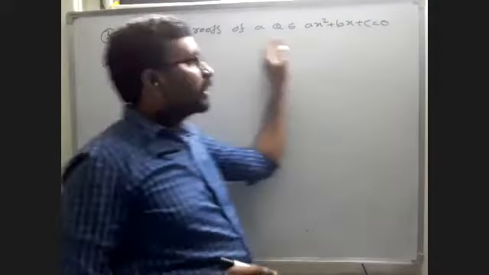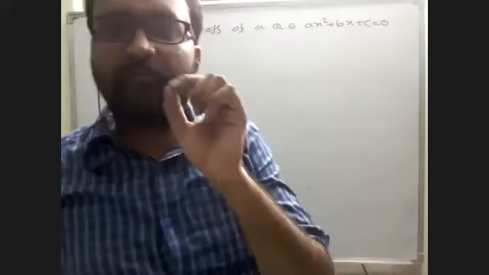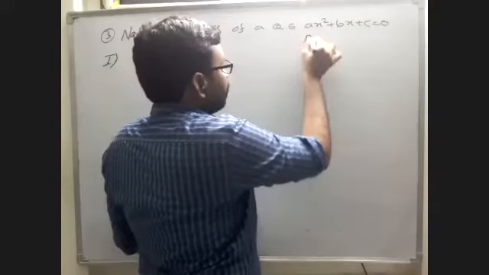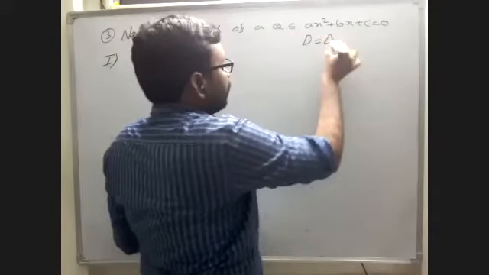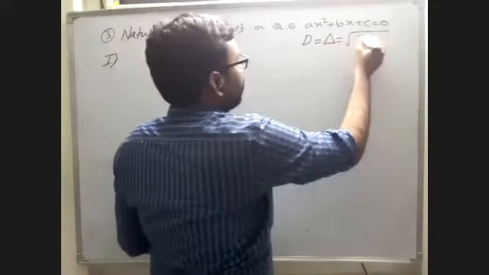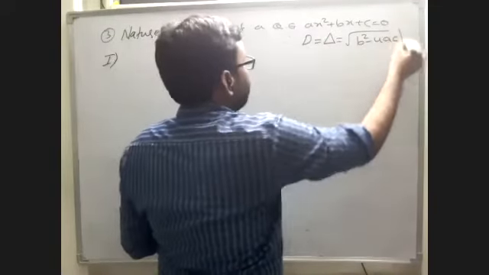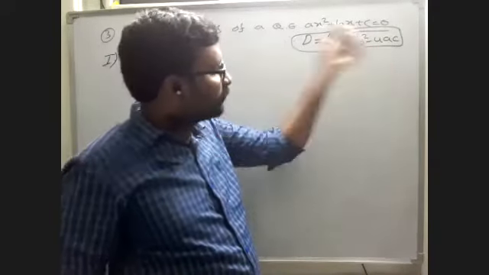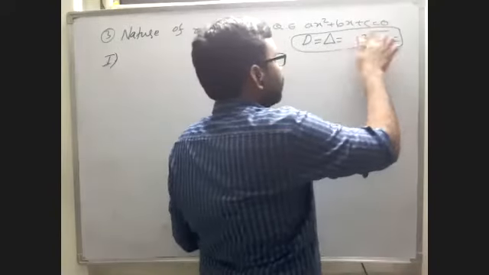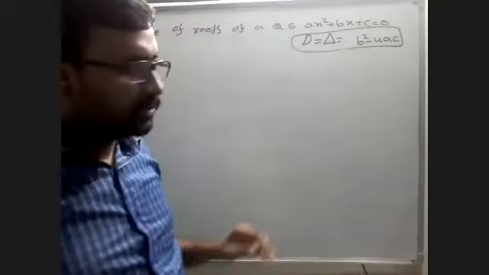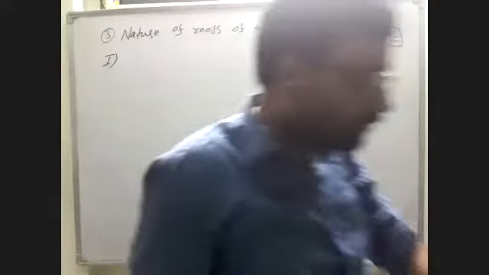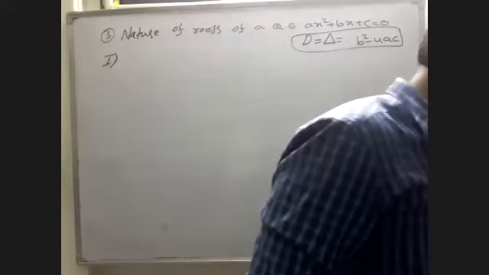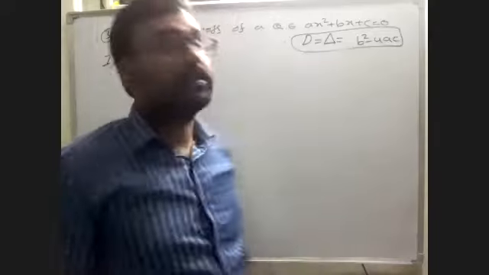The nature of the roots depends on the value of the discriminant delta. We have delta, or d, is equal to b square minus 4ac. This is the value of delta or d. Depending on this value, delta, b square minus 4ac, we can say the nature of the roots.